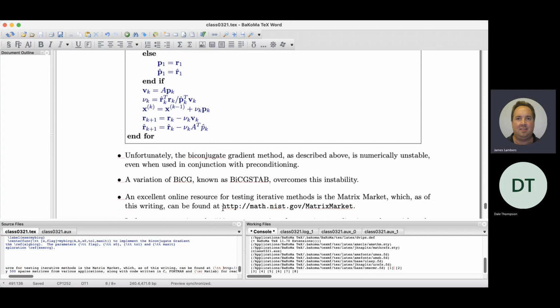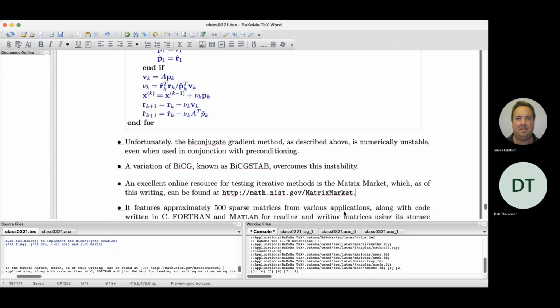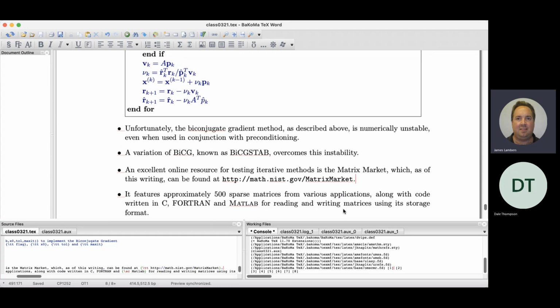I should mention this is a site that I've had some of my students use in the past for research. It has a collection of matrices that are very good for testing iterative methods. There's all kinds of large sparse matrices and so forth, and it even provides code in different languages to help you work with these matrices.